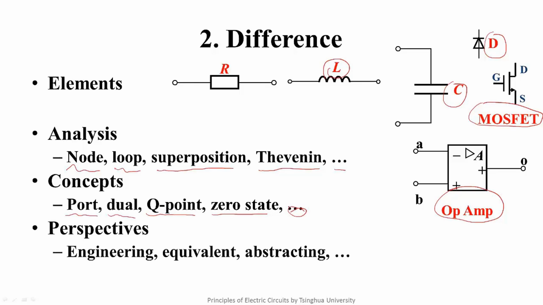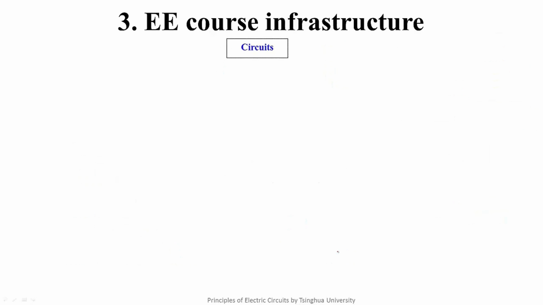And the last, and maybe the most important one: PEC may be the first course in your transition from the science courses to the engineering courses. Then we will introduce you to many ideas. These ideas include the idea of engineering, the idea of equivalence, the idea of abstraction, and so on. Whether these ideas can be built quickly directly decides whether you can master the following engineering courses smoothly. Then I'll talk about the position of electric circuits in the whole course structure of EE and CS.